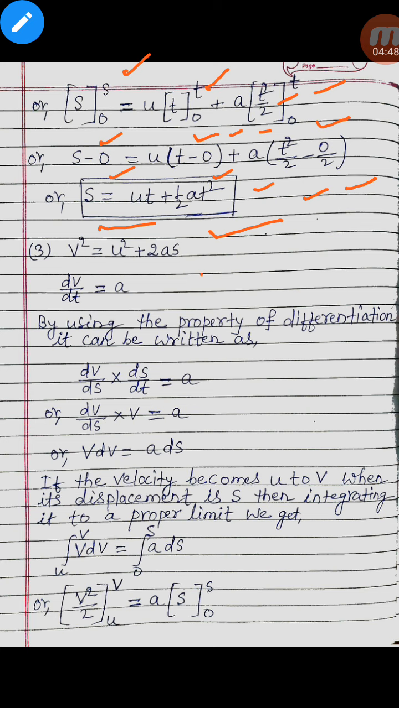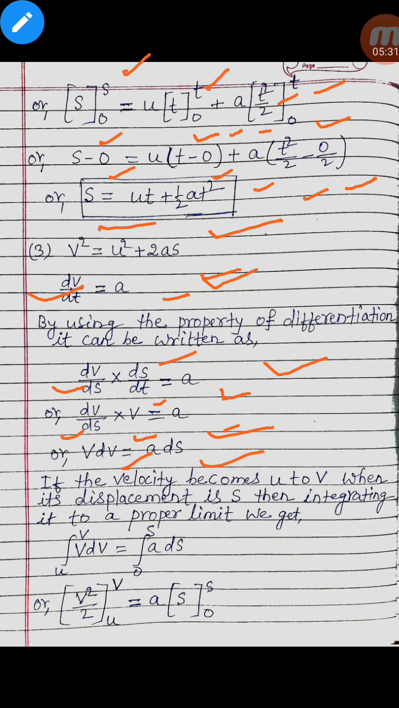Now the third equation of motion, v square is equal to u square plus 2as. We know that dv by dt is equal to a. By using the property of differentiation, it can be written as dv by ds into ds by dt equal to a, or dv by ds multiplied by v. This ds by dt we have written as v, so it is equal to a, or v dv. This ds has gone to the right side, so on the left side we have v dv is equal to a ds.